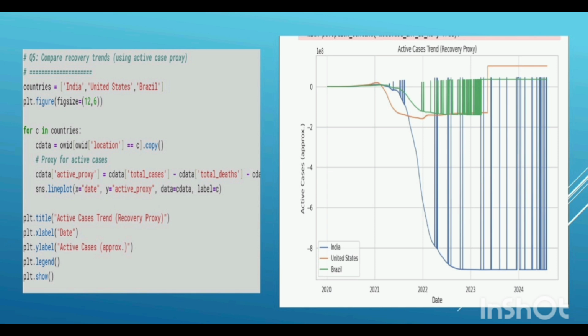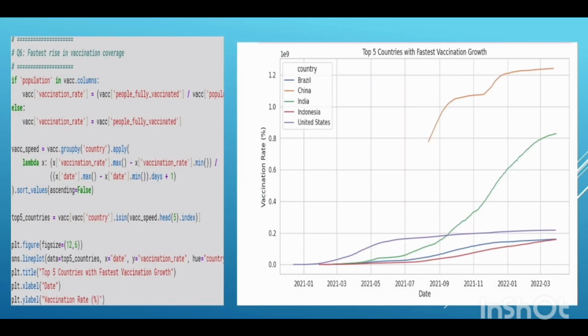Fastest vaccination coverage growth. Next, I analyzed vaccination growth. I calculated vaccination rate as a percentage of total population and measured the speed of increase over time. The top 5 fastest countries were then plotted. Their graph showed very steep rises in coverage, reflecting rapid rollout.